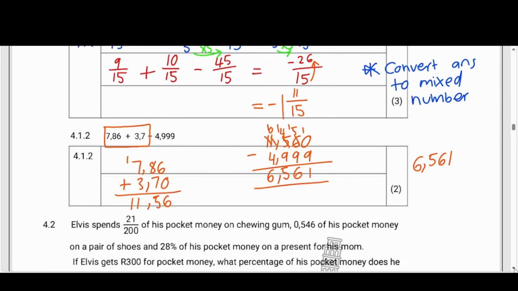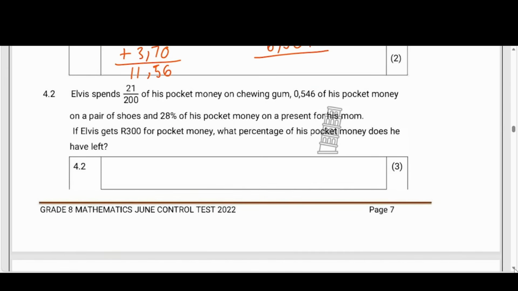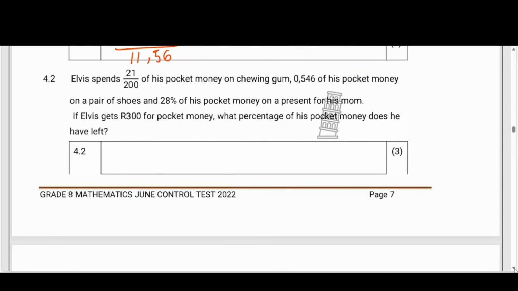Question 4.2. Elvis spends 21 out of 200 of his pocket money on chewing gum, 0.546 of his pocket money on a pair of shoes, and 28% of his pocket money on a present for his mom. If Elvis gets 300 Rand for pocket money, what percentage of his pocket money does he have left?